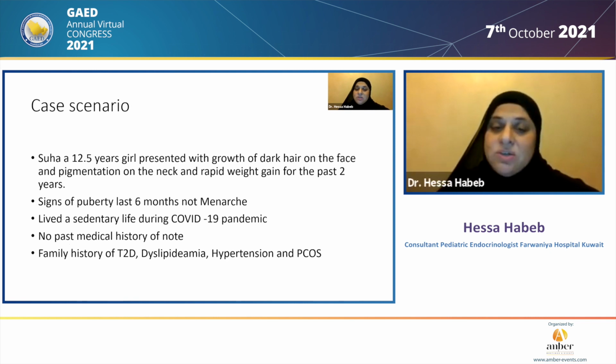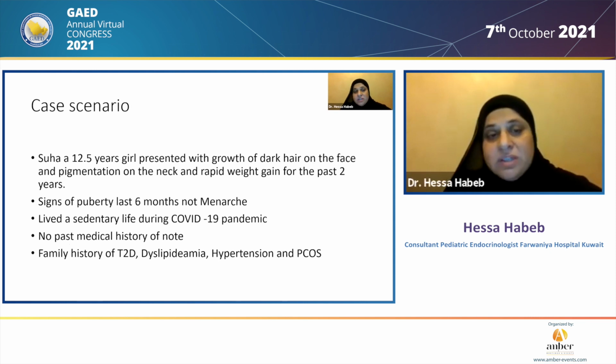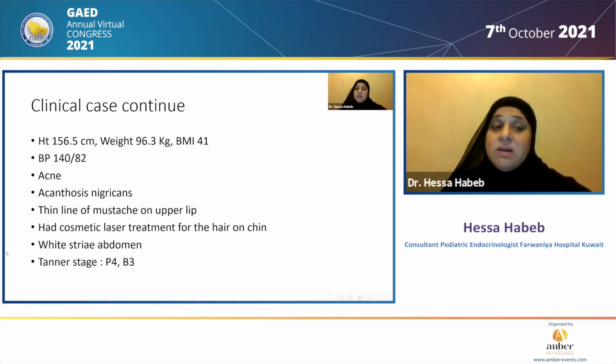with that, pigmentation on the neck and the axilla, and also a rapid gain of weight for the past 2 years. Mother mentioned that she started to have the signs of puberty only 6 months before presenting to the clinic, and she was living a sedentary life during the COVID-19 pandemic. She had no past medical history of note, and she has a strong family history of type 2 diabetes, dyslipidemia, hypertension, and polycystic ovary. Her height was 156, her weight was 96, with a BMI of 41.